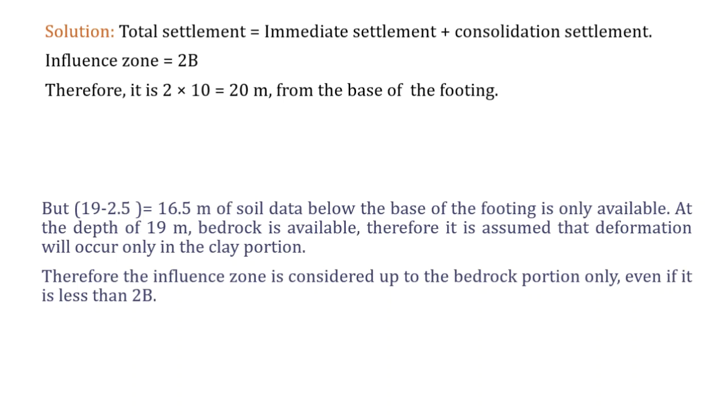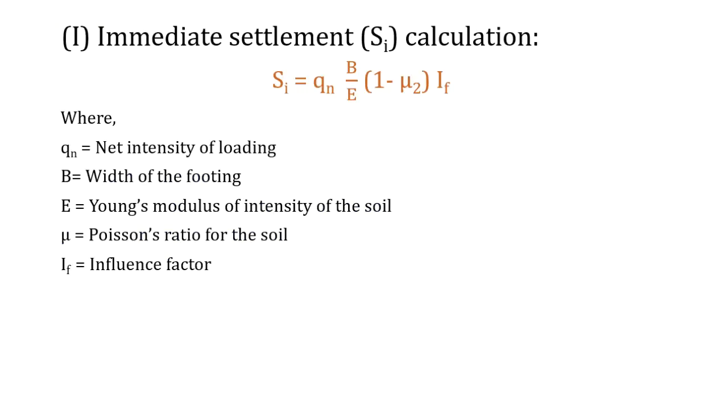Then we have a bedrock. So it is assumed that deformation will occur only in the clay portion, and the influence zone will be up to the level of the bedrock, and which will be less than 2 times of width of the footing. This is the formula for finding out immediate settlement. We can find this formula in IS code 8009 part 1 1976.